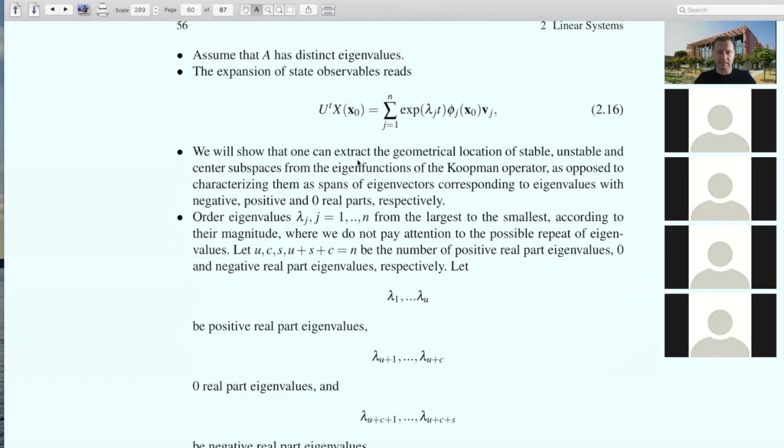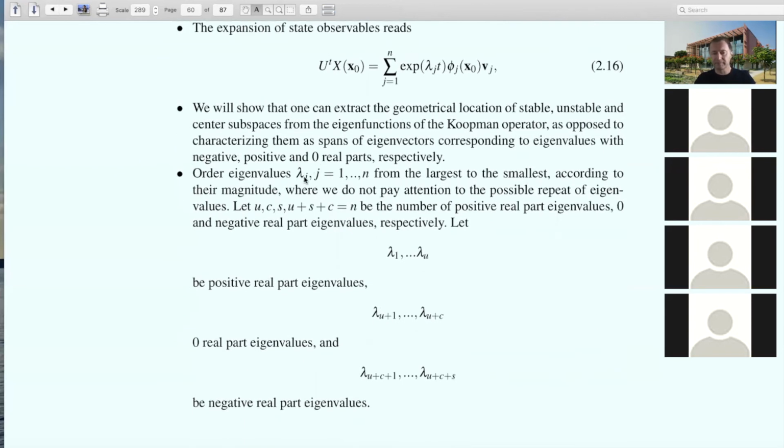x0. So let's start by ordering the eigenvalues lambda j from the largest to the smallest, and then u, c, and s are going to be the number of positive real part eigenvalues. So u would stand for unstable, and then 0 real part eigenvalues, so that would be c for center, and negative real part eigenvalues, which would be s. So clearly u plus s plus c is n. So the number of eigenvalues is n, and so these three numbers need to sum to n.